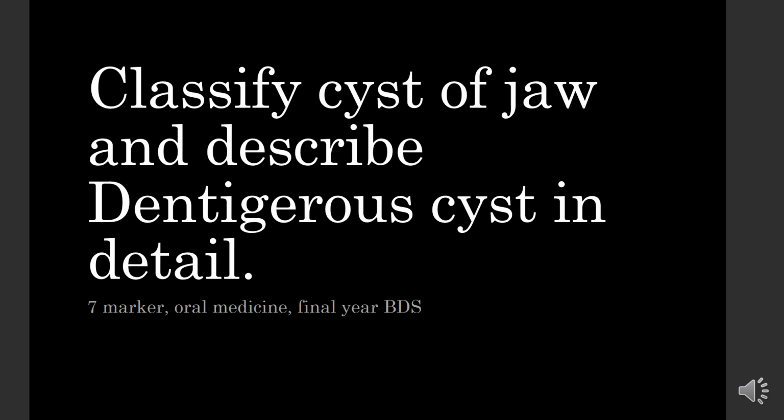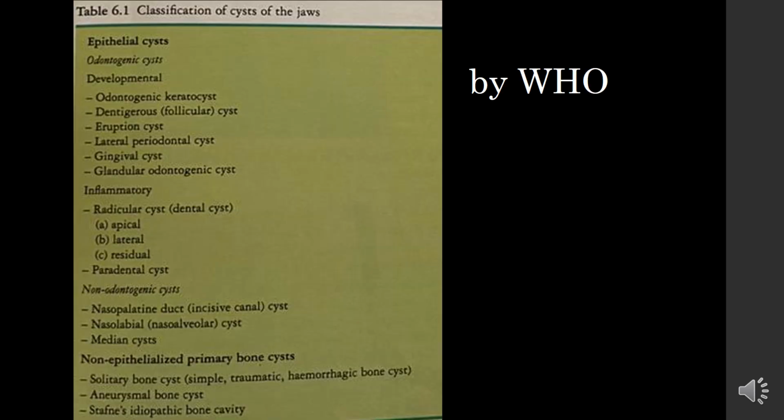Classify cysts of jaw and describe dentigerous cyst in detail is one of the important 7-marker questions from the subject of oral medicine. According to WHO, cysts are classified into epithelial and non-epithelial cysts. Epithelial cysts are further classified into odontogenic and non-odontogenic cysts. Odontogenic cysts are again classified into developmental and inflammatory.